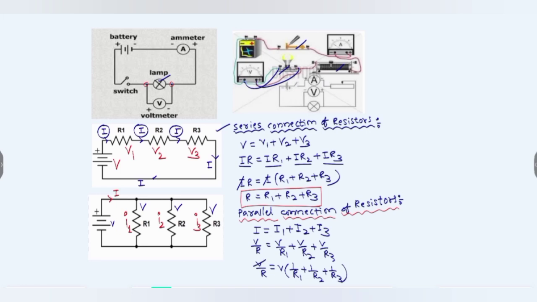So here V we can cancel. So finally we get effective resistance: 1 by R is equal to 1 by R1 plus 1 by R2 plus 1 by R3. This is the formula to find effective resistance in parallel connection. Hope these two derivations you understood, and you need to remember this formula also. Very important. Okay, done. Now let's see the next important topic.